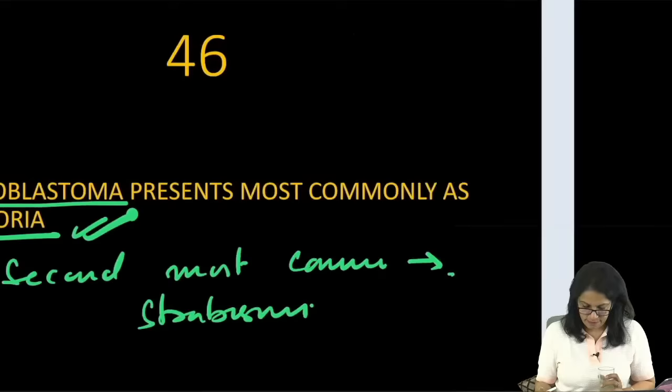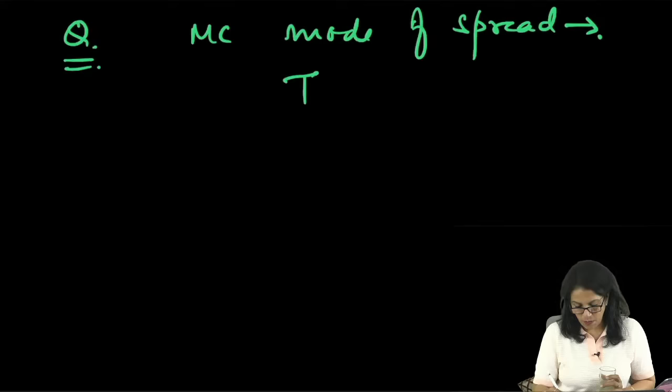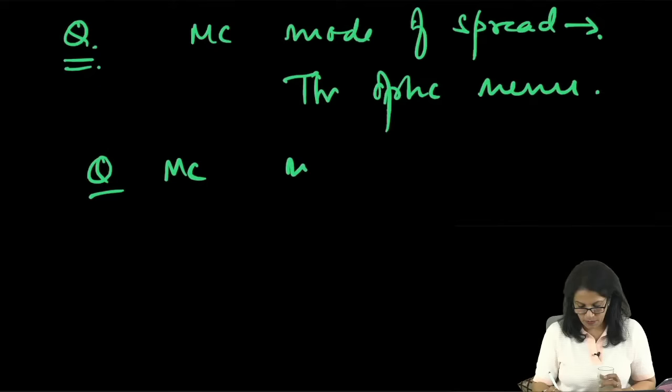All of you answer me this: what is the most common mode of spread of retinoblastoma? I think yesterday I got this doubt on my message. So the most common mode of spread is through the optic nerve. And the most common non-ocular malignancy in retinoblastoma is osteosarcoma.